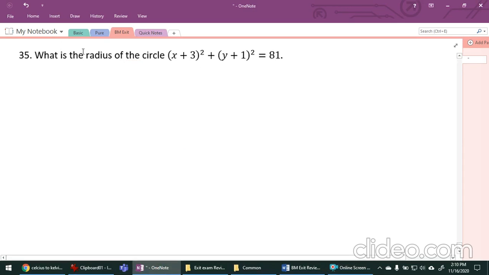What is the radius of the circle? Radius means nusf qutr. Radius of the circle (x plus 3) whole square plus (y plus 1) whole square equal to 81. Radius is very easy. Radius equal to, what is the last number? Take the square root of the last number, equal to square root of 81, which is 9. So this is the answer.